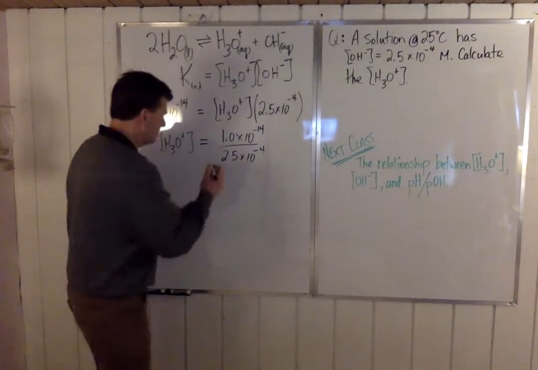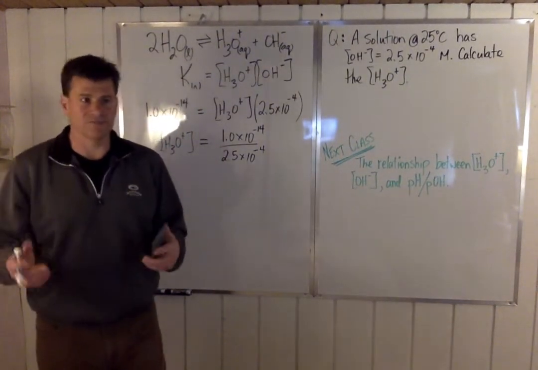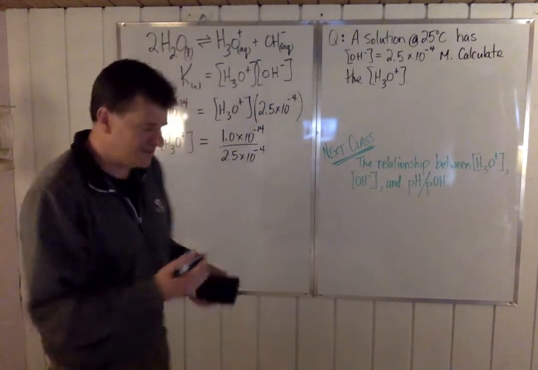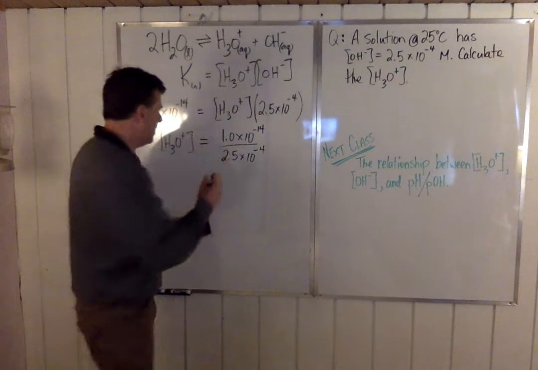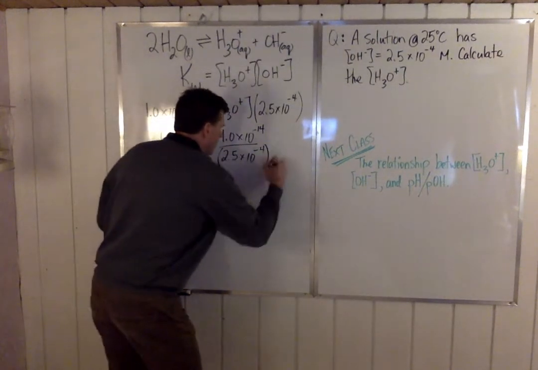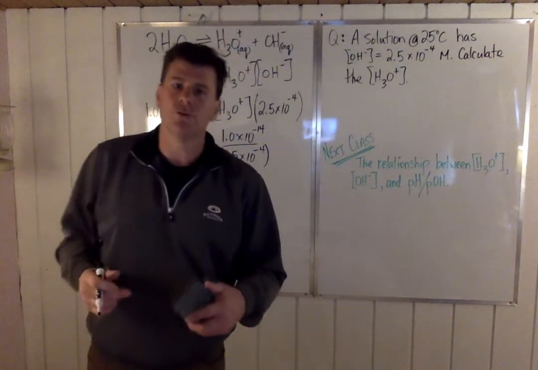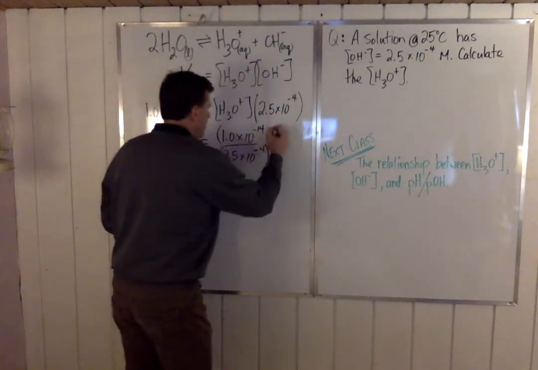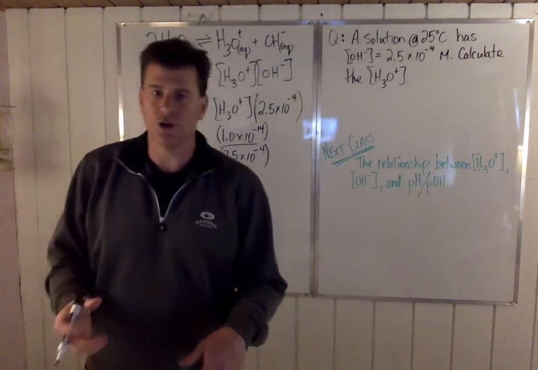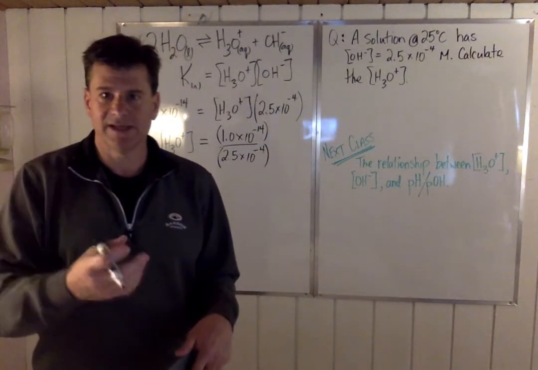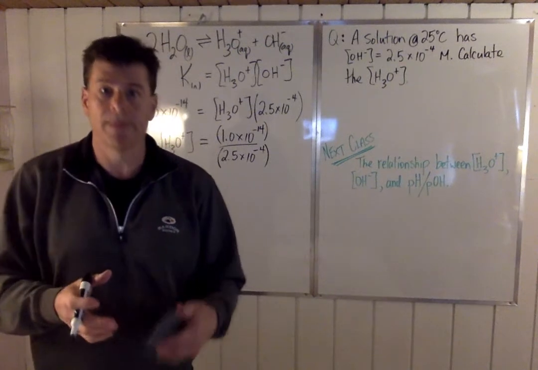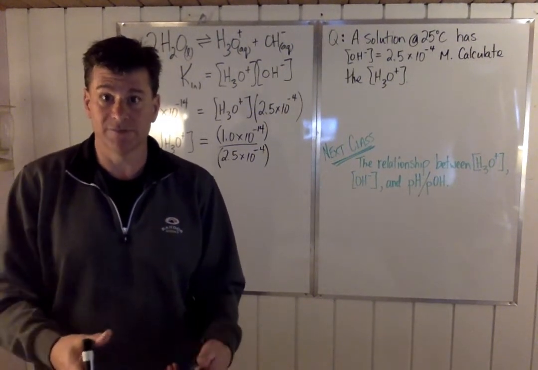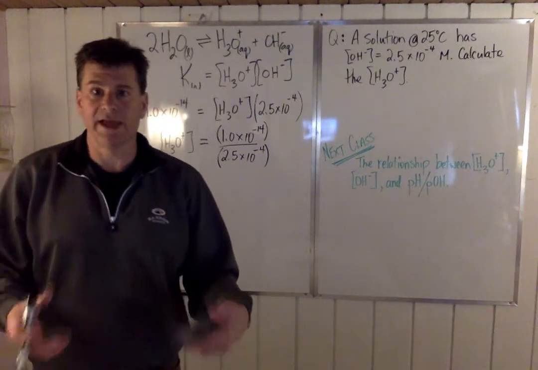Sometimes, if you're not using the actual scientific notation button on your calculator, like the EE button or the EXP button, make sure that you put brackets around things. Make certain that your calculator knows the 1 times 10 to the negative 14 is a number, and the 2.5 times 10 to the negative 4 is a number unto themselves. So they're not separate entities, okay?